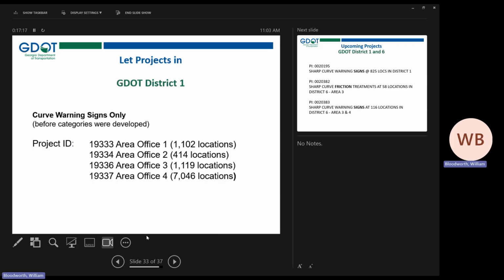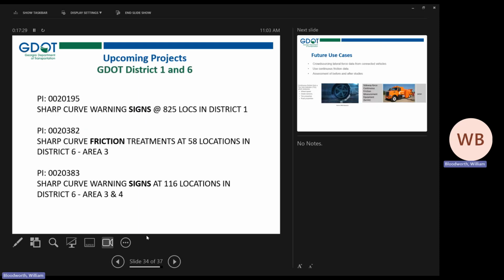And then we're not just doing this in theory, we are actually implementing these already in our districts. We have, I think, almost 10,000 signs that we're installing right now throughout our districts. And also we have some upcoming projects with curve warning signs and that friction treatment that we're talking about as well. So we're not just talking about this, we're actually putting this into practice so that we can see this come to fruition. And then I'll turn it back over to Ron for future uses.